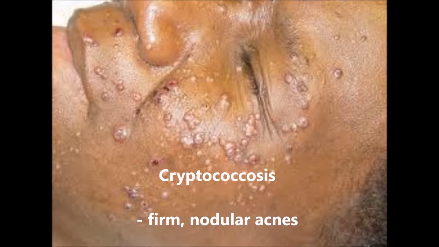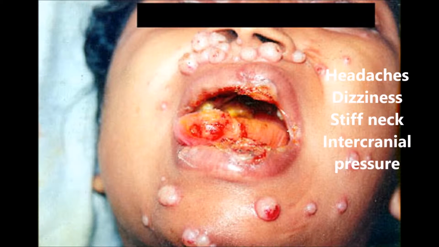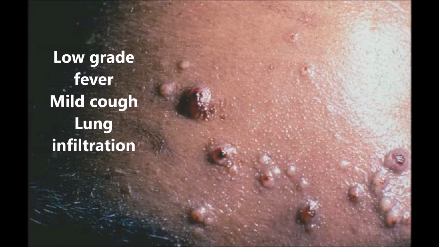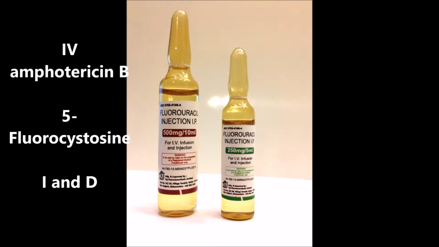Cryptococcosis, on the other hand, is usually found on the face. It looks like firm nodular acne. It causes headache, dizziness, stiff neck, and signs of intracranial pressure. There could also be low-grade fever, mild cold, and lung infiltration. It is treated by IV amphotericin B, 5-fluorocytosine for meningitis, and incision and drainage of local lesions.